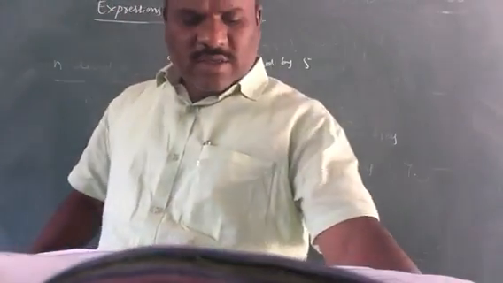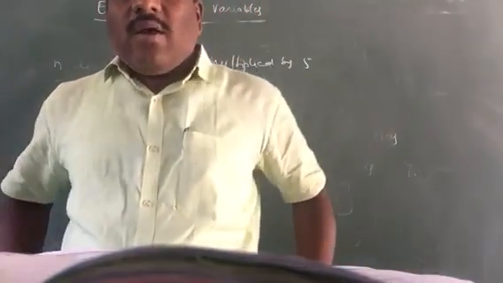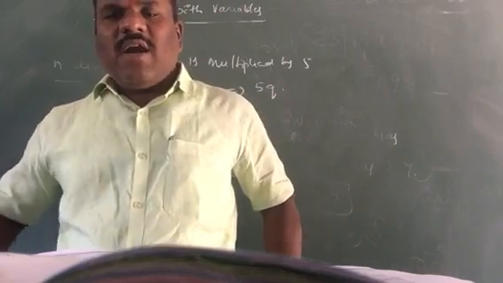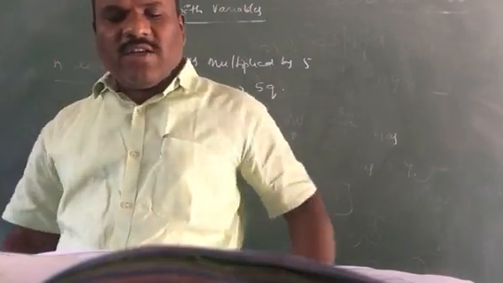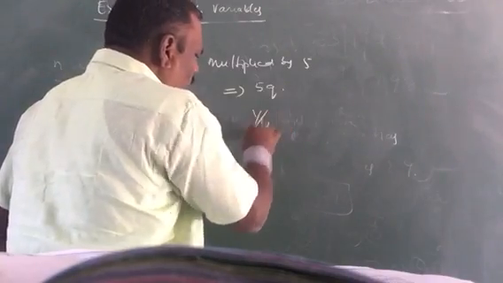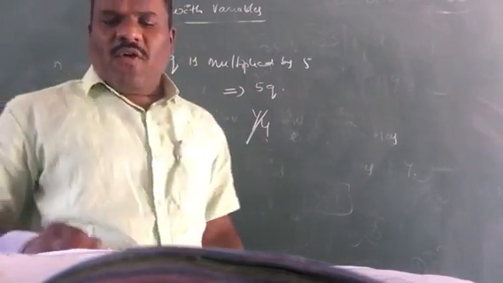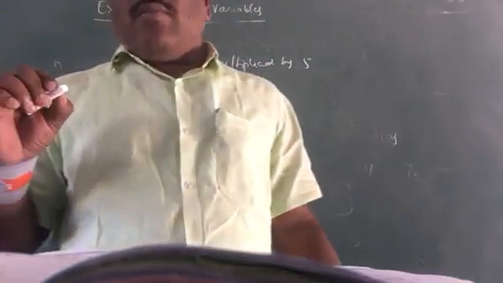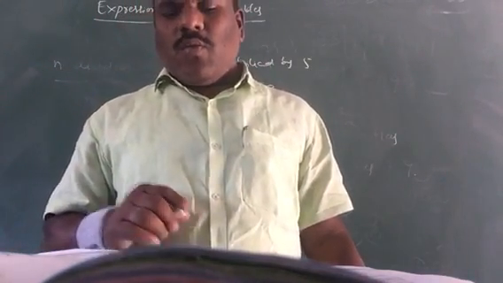And second one, y is divided by 4. How will you write y divided by 4? y by 4. And one more thing: 1/4 of the product of numbers p and q.